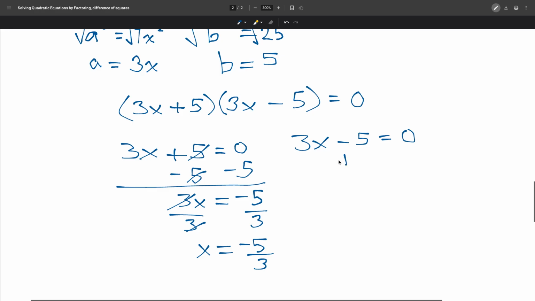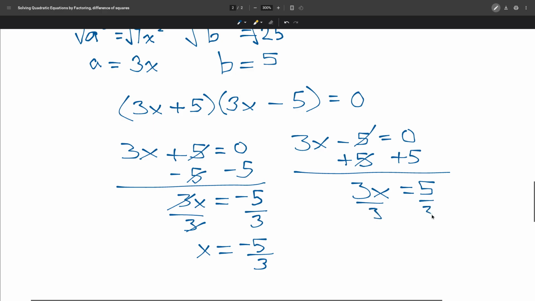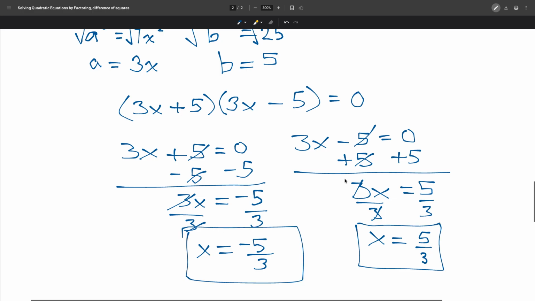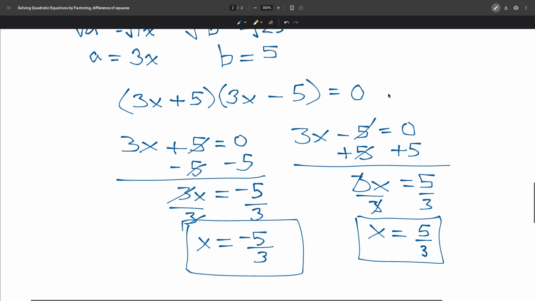Okay, over here we're going to add 5 to both sides. Five minus 5 is 0. We get 3x equals 5. We're then going to divide both sides by 3. And we get x equals 5/3 as our other solution. So x equals negative 5/3 and x equals 5/3 are our two solutions for that last one. Let's look at one more.